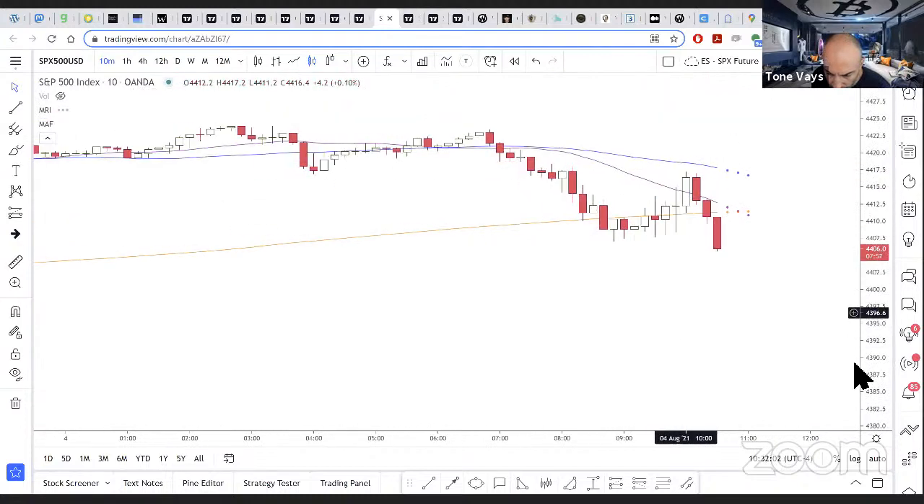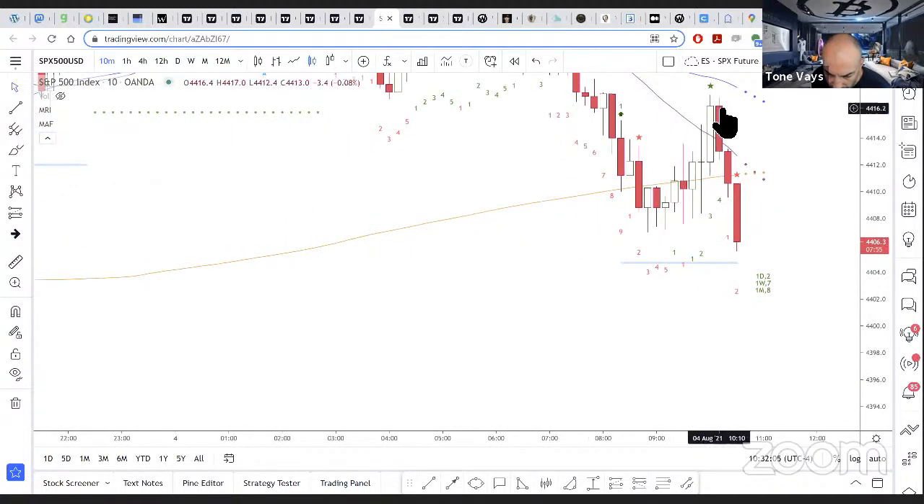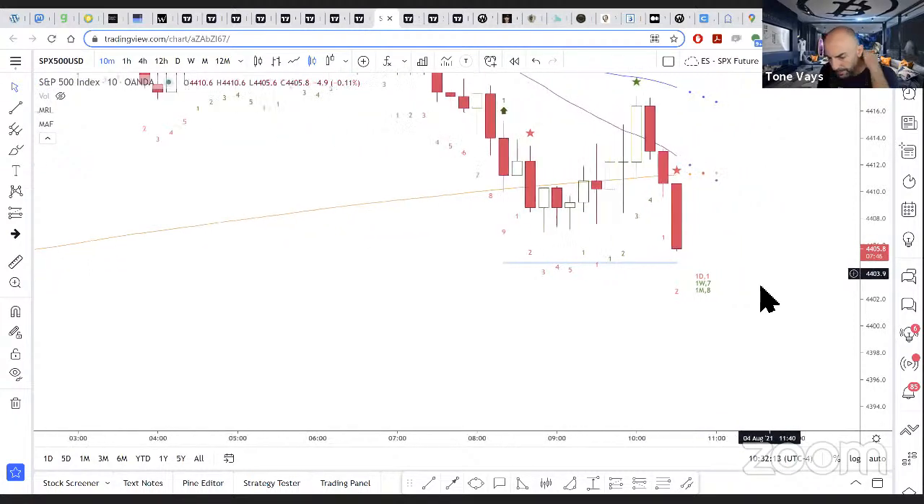This is why I used to trade the 10 a.m. reversal. There it is, 10 a.m. The high comes in at exactly 10 a.m. And here comes the reversal to new swing lows.